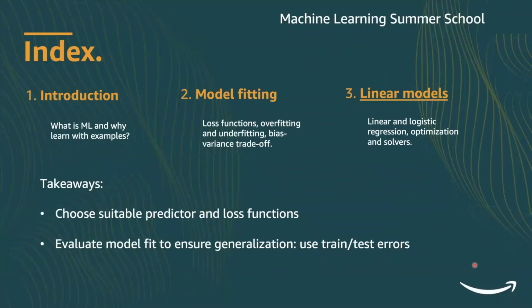Right. So the broad takeaway here is that you choose the suitable predictor and loss function, the constituents of the learning algorithm, and make sure you evaluate the model fit to ensure generalization. And you do that by tracking train and test errors.